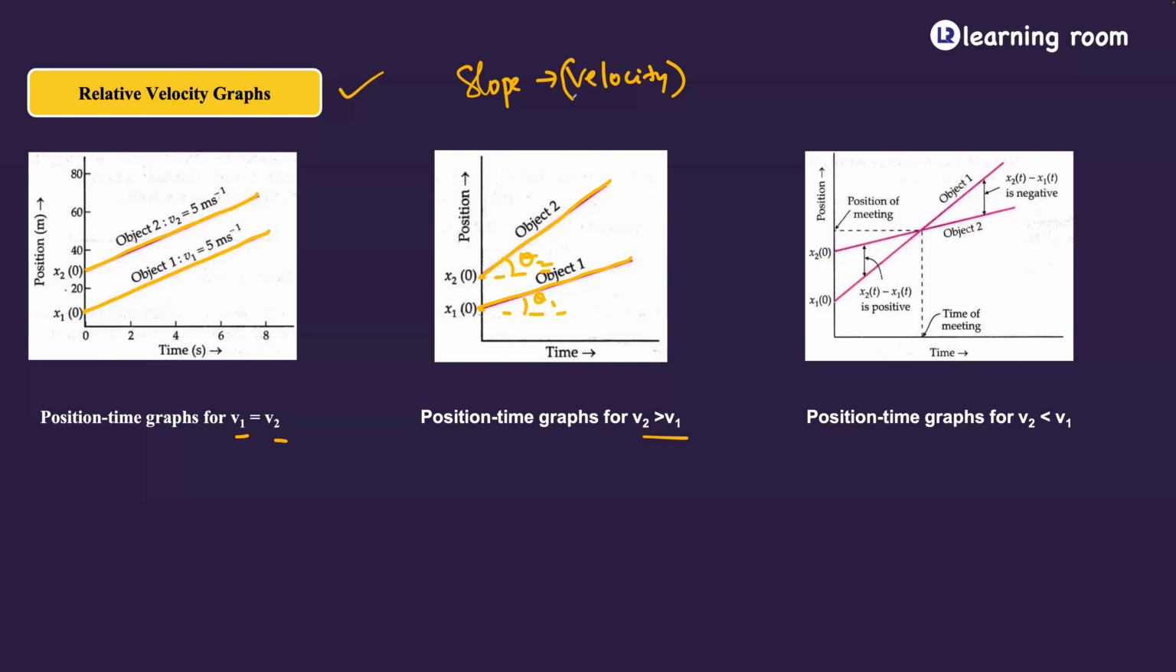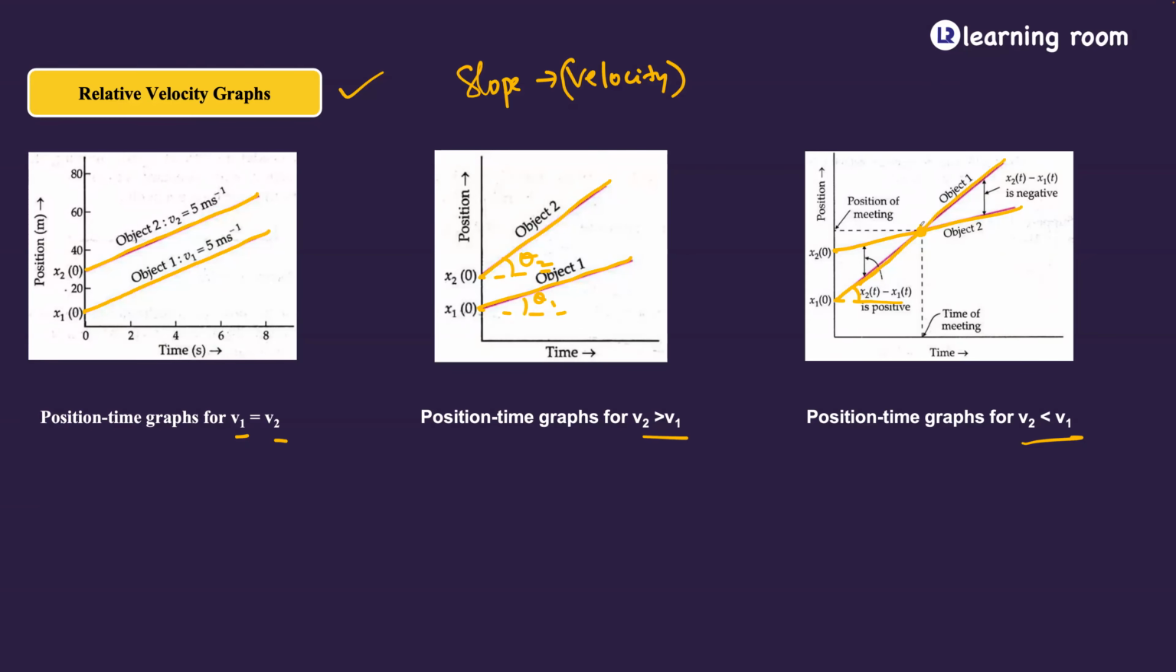Similarly, if the velocity of the second is less than the velocity of one, then the first object will have a greater slope compared to the second object. So in this scenario, there is a possibility where both the objects will meet. Whereas in the previous case, they will not meet. Why will they not meet? Because the lines are diverging, whereas here the lines are converging, so they will meet. Are you able to understand?